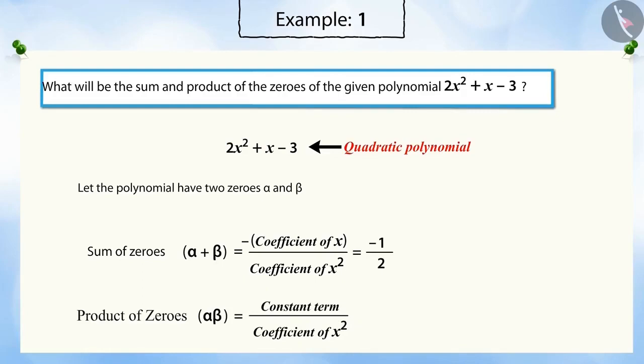Similarly, we know that the product of the zeros of the quadratic polynomial is the ratio of the constant term of the quadratic polynomial to the coefficient of x squared. Substituting the values of the constant term and coefficient of x squared gives the product of the zeros as minus 3 by 2. So, in this way, we can find the sum and product of zeros of the given polynomial. Let us see another example.